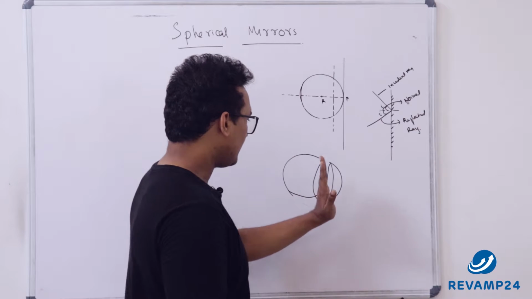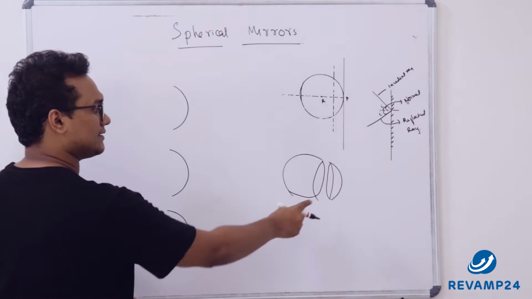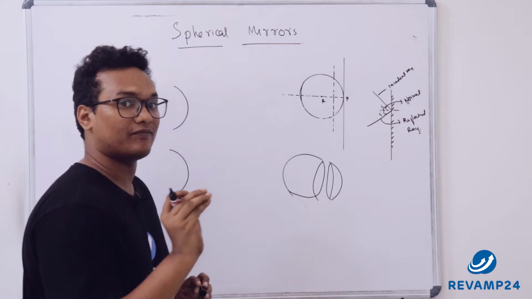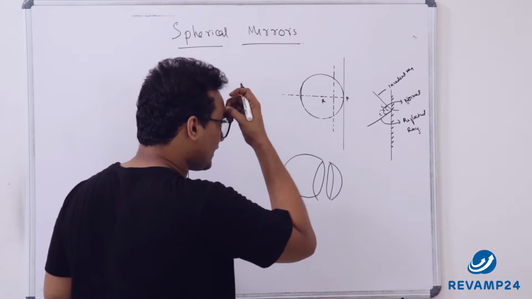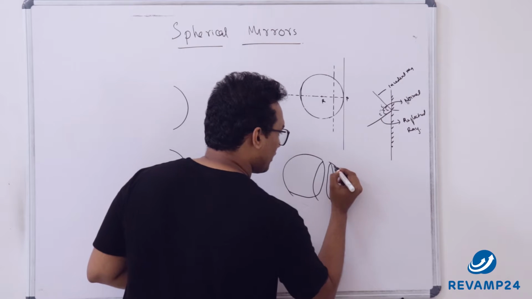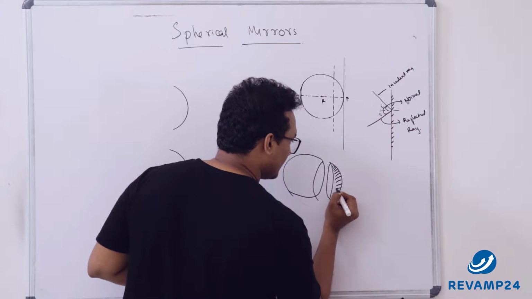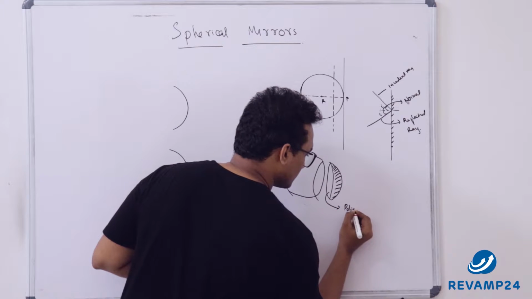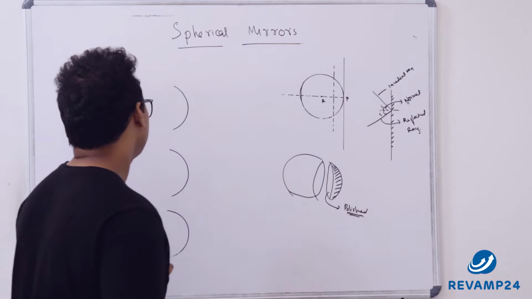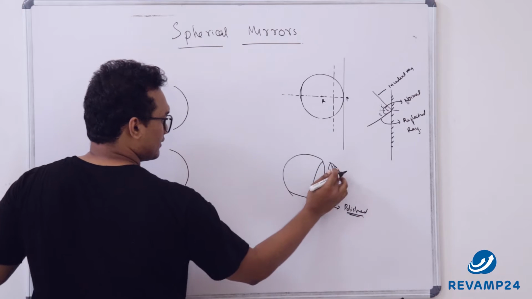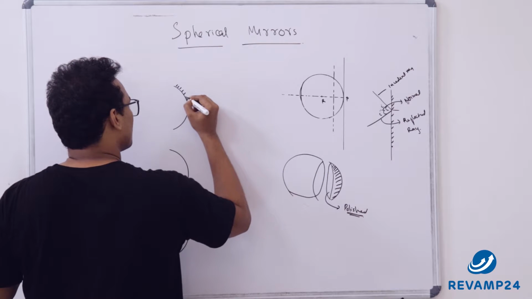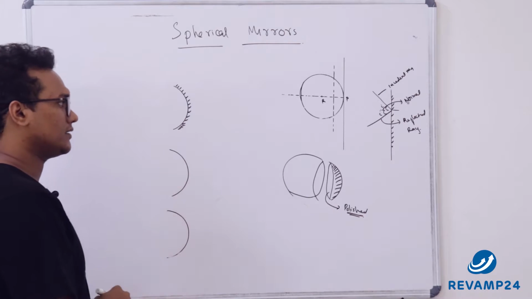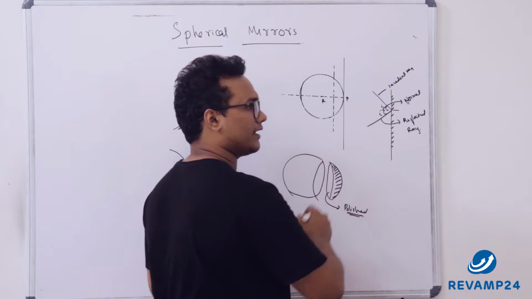Okay, so this is a spherical mirror, but it will only be a spherical mirror if we have a reflecting side. So how can we have a reflecting side? Just polish one end and paint the other side. So I am going to paint this side and the inner side I have polished. Here one end I have painted, another end I have polished.